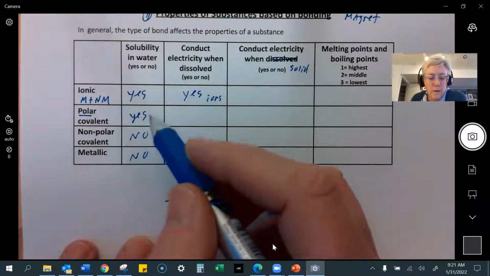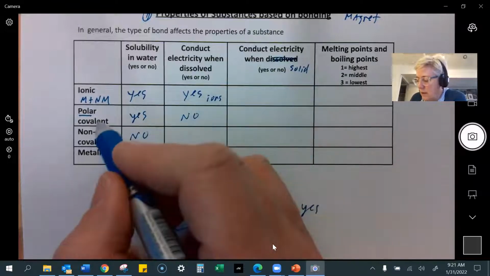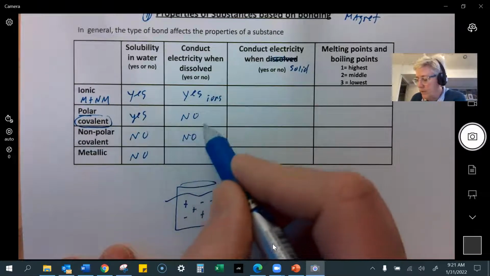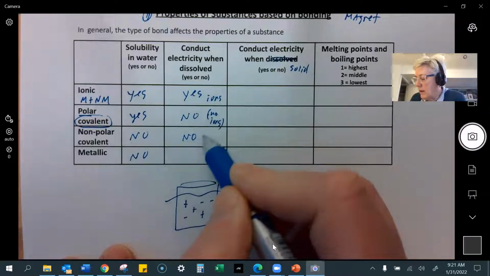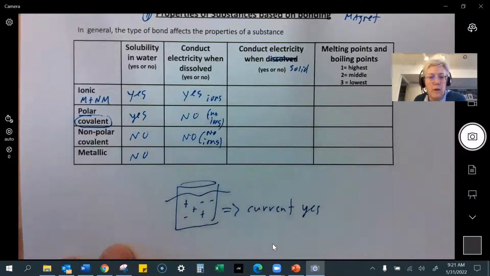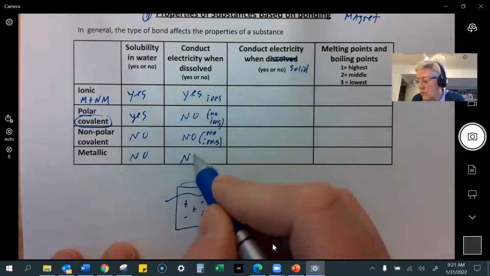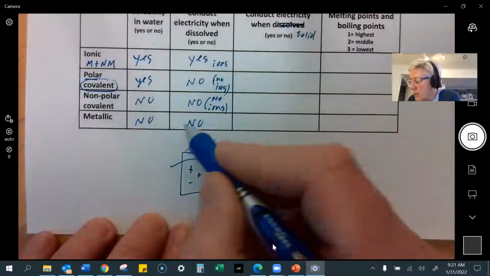Polar covalent molecules do not conduct a current ever. Any kind of covalent never conducts a current, because there's no ions. You've got to have ions if you're going to get an electrical current. So covalent, no matter what kind of covalent it is, isn't going to give you a current. Metals don't dissolve, so they're not going to give you a current if they're dissolved. Well, they don't dissolve, so that's pretty much not relevant.